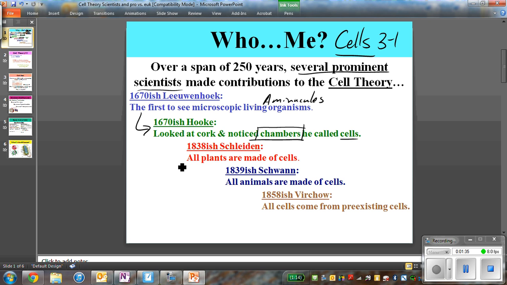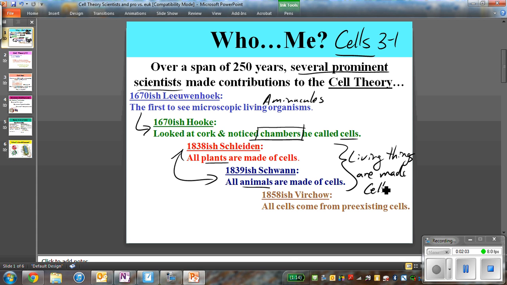Schleiden and Schwann actually worked together, and these two scientists came up with the idea that all animals and plants were made of cells. And this basically comes out to be that living things are made of cells. So they were looking at animals and plants, and each one of those was made of cells.